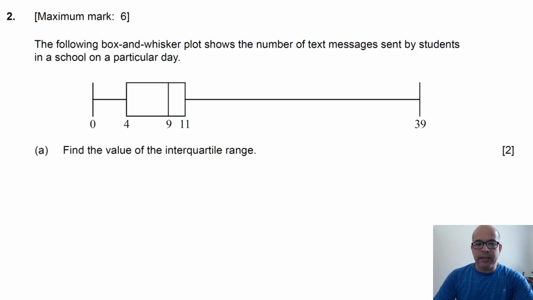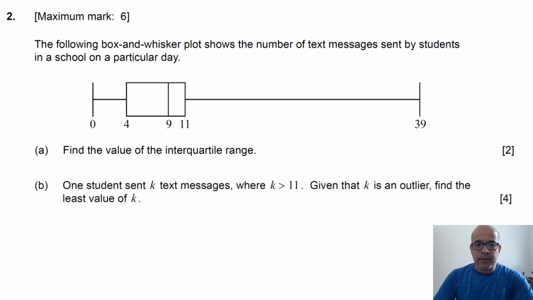We have to find the value of the interquartile range, and then one student sent k text messages where k is greater than 11. Given that k is an outlier, find the least value of k.